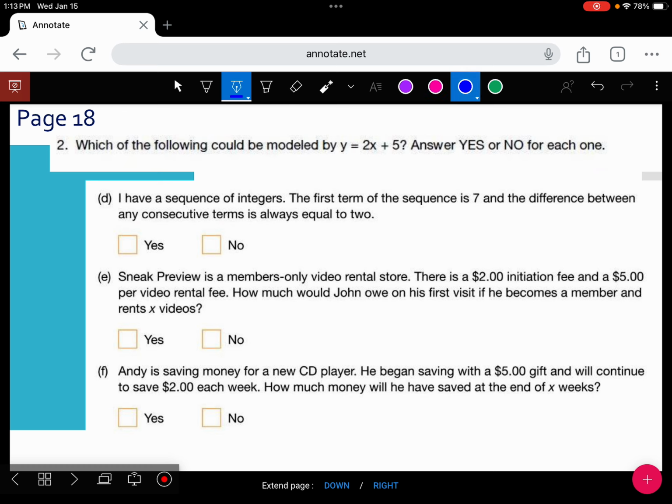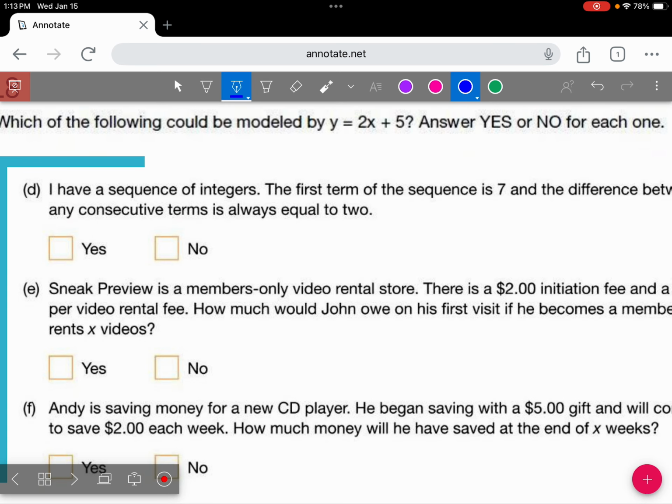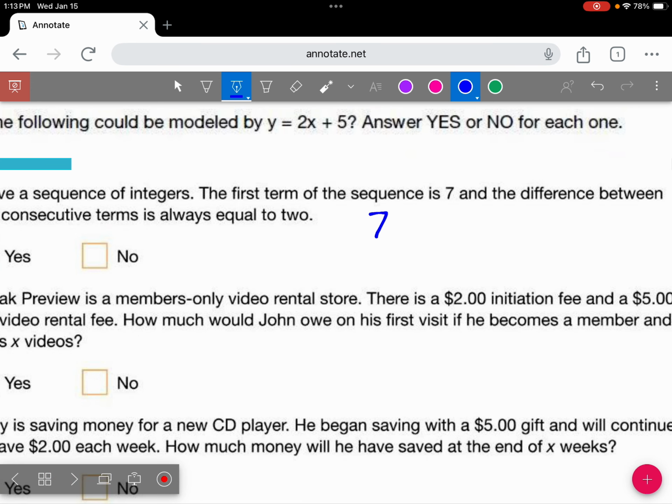What do we think? We've got that we have a sequence of integers. Integers are our counting numbers: 1, 2, 3, 4, 5, 6, 7, 8, 9, 10, and so on. The first term is 7. And the difference between the consecutive terms is equal to 2. So what would the next term be if we went up? If the difference between them is 2.